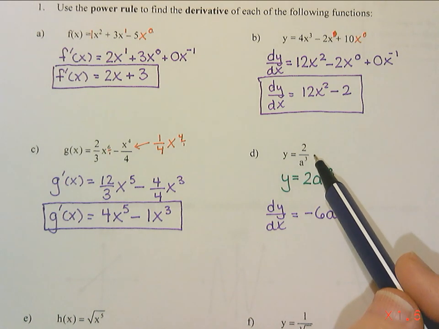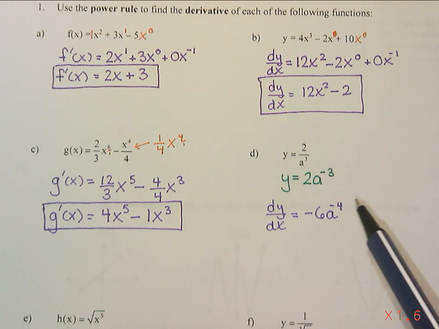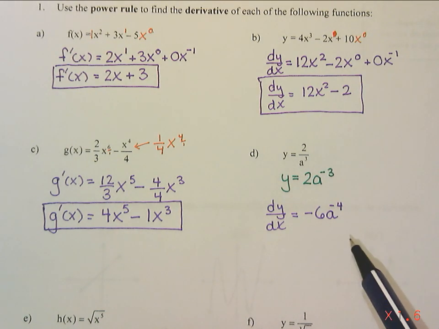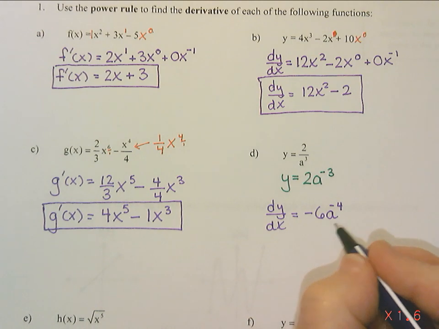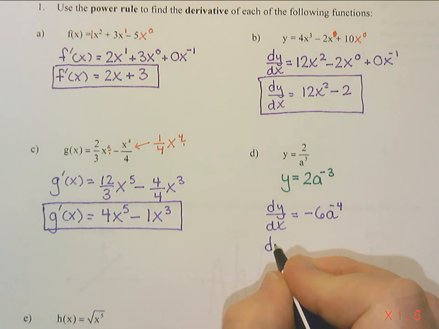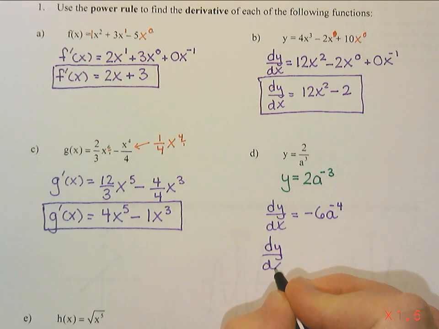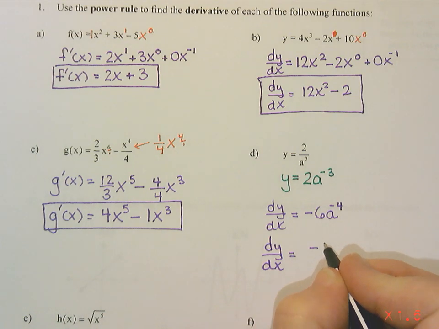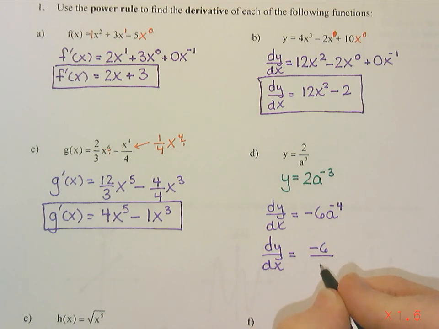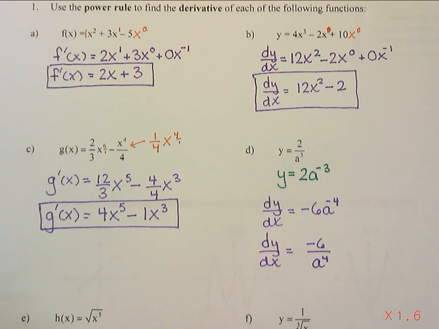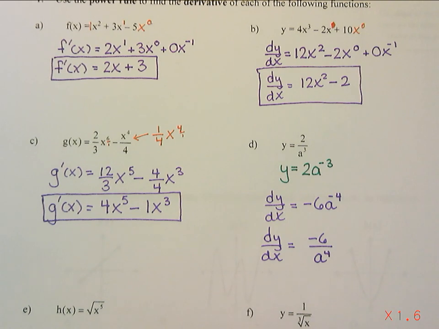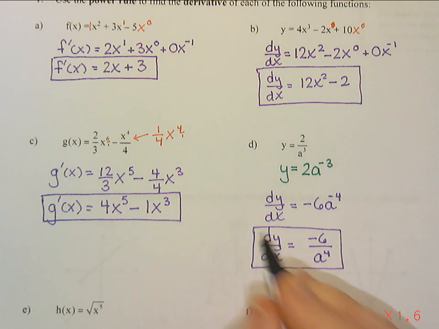Now, if the original one was written with negative exponents, I would leave my derivative with negative exponents. But if my original was written as a fraction, I am going to try to write my final answer in the same format, so as a fraction. So that negative exponent is only on the a. So it's going to leave the negative 6 on the top, and our a to the negative 4 is going to go down into the denominator because a negative exponent makes a fraction. So our derivative is negative 6 divided by a to the 4.